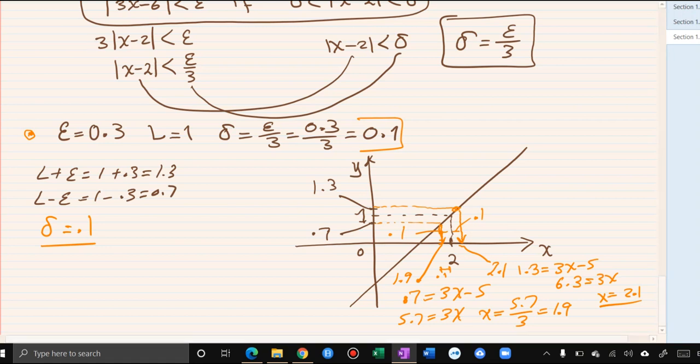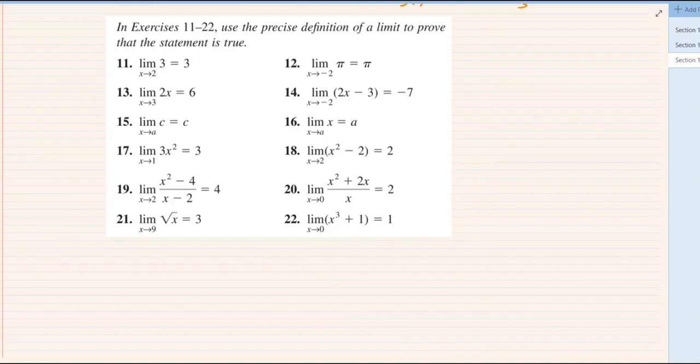So let's take a look at another example. Let's go to the book. Okay, so let's begin with exercise number 12. And in this section, by the way, when it comes to proving the limits, this is in line with pretty much what I want you to know.